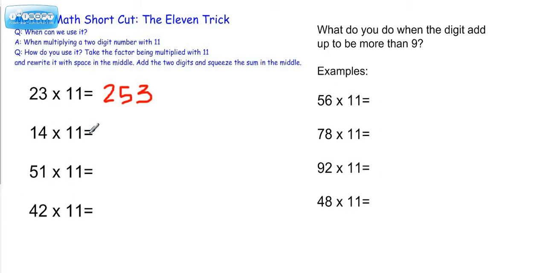We take the 1 and the 4, and allow some space in between. We add these two: 1 plus 4 is 5, and squeeze it in the middle. 14 times 11 is 154.